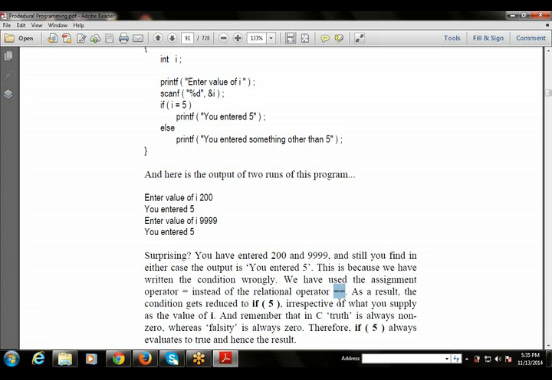As a result, the condition gets reduced to if 5. That is, only the value 5 will be stored, irrespective of what you supply as the value of I. And remember the C truth: it is always non-zero, whereas falsity is always 0. Therefore, if 5 always evaluates to true, and hence the result.